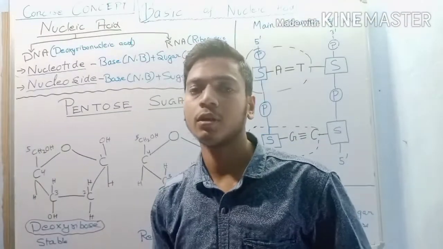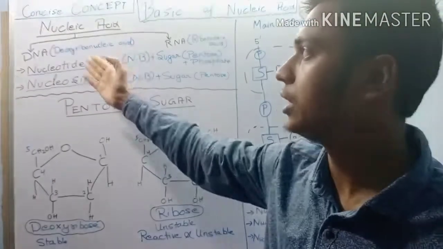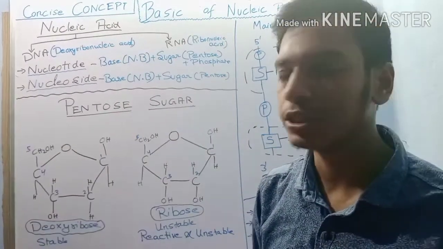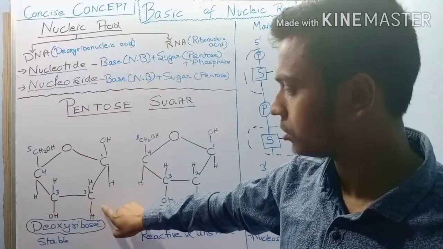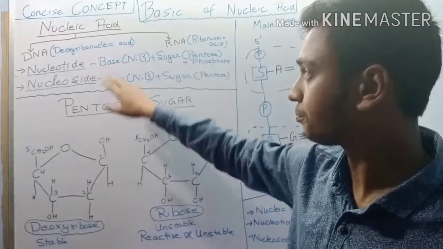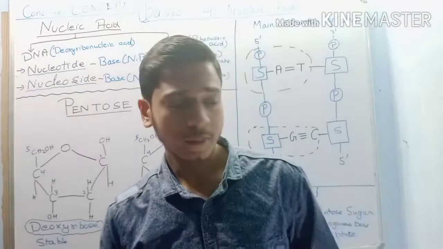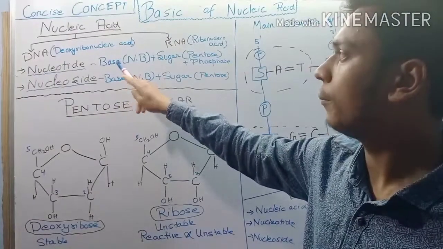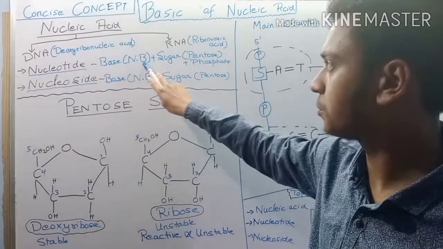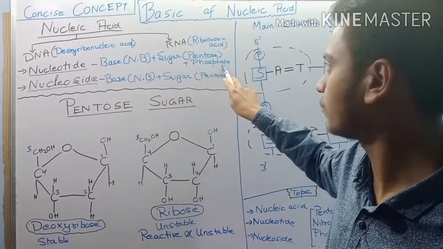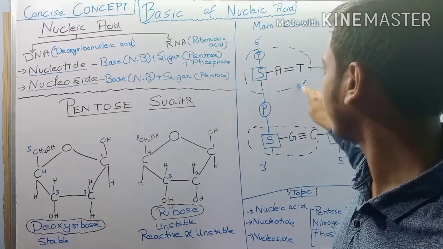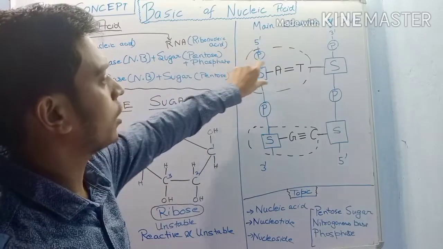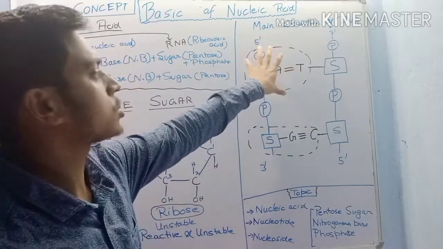The first question that comes to mind is why it is named deoxy. The name deoxy is due to the removal of oxygen in one molecule, which we'll discuss later on. So coming to nucleotide, what is nucleotide? A nucleotide is formed by the combination of nitrogen base, sugar and phosphate. You can see here in DNA, phosphate, sugar and nitrogen base together are called a nucleotide.